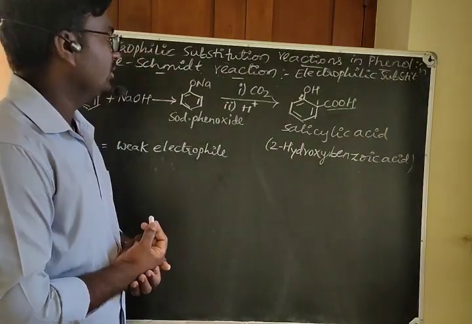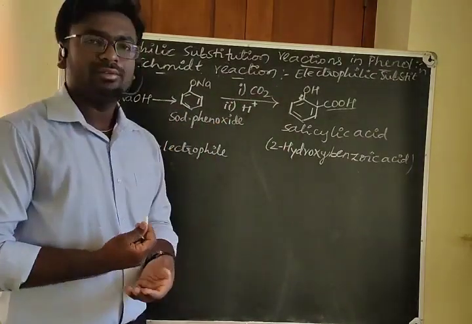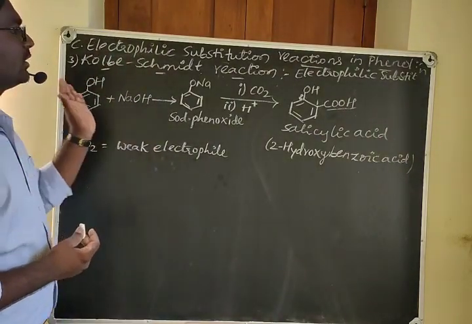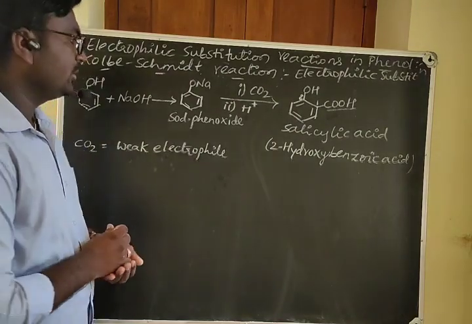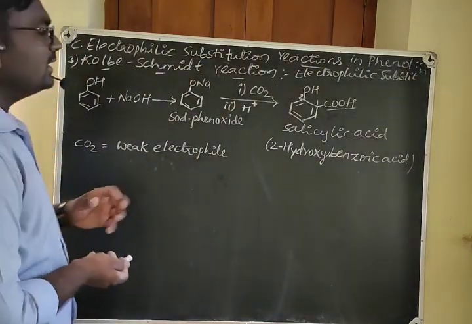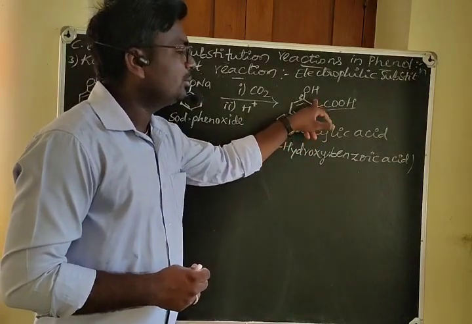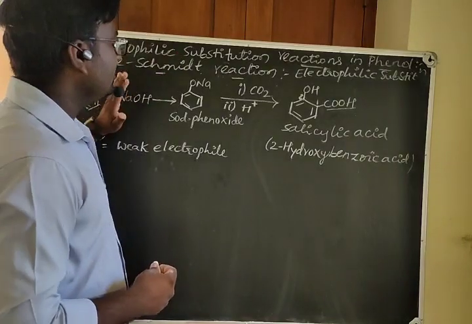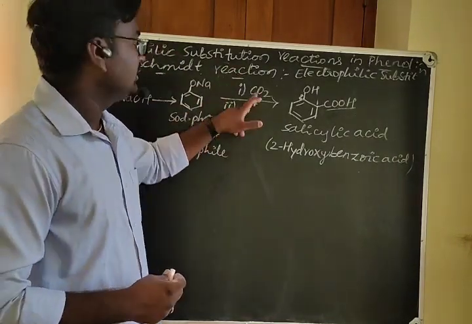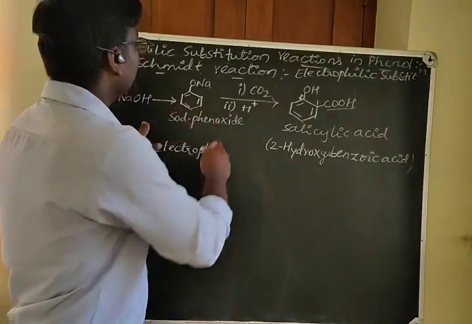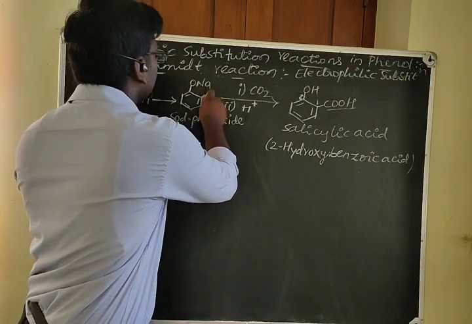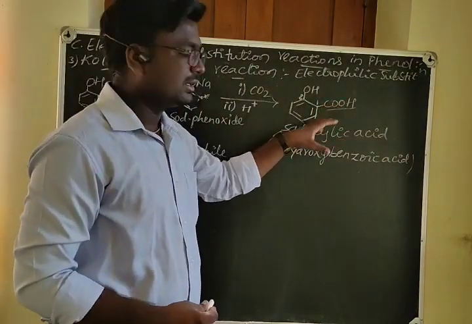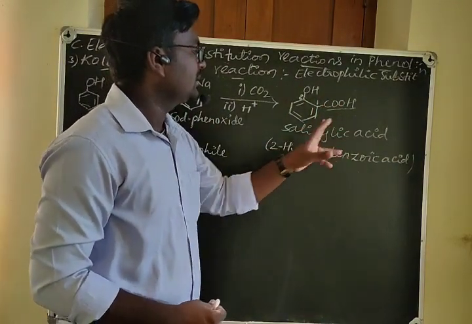2-hydroxy benzoic acid. Okay, yes, it is a type of electrophilic substitution reaction. So this is all about the Kolbe-Schmidt reaction. Here you can get only the ortho product. There is no para product here. Here you may see the insertion of carbon dioxide at the ortho position, but not at the para position. That is why you get one major product, salicylic acid.